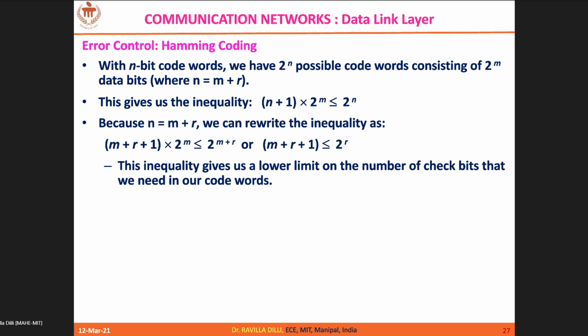So the catch is that in order to transmit 8 bits of data, the minimum number of r bits that you need to derive is 4 bits. And the length of the code word becomes what? It is m plus r. So 8 plus 4, which is 12 bits, is the length of the code word.